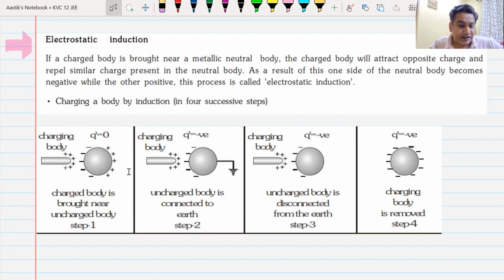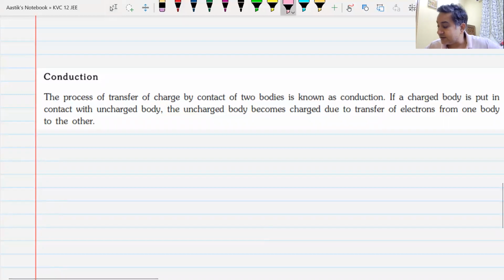Then there is charging by conduction. For conduction, what you have to do is bring two bodies in contact. Yes or no? Yes, sir. So that is the third way of charging, known as charging by conduction. The process of transfer of charge by contact of the two bodies is known as charging by conduction. We understand this? Okay. Yes, sir. Here comes a question on this. Do it quickly so that we can lock this topic and move ahead in life.